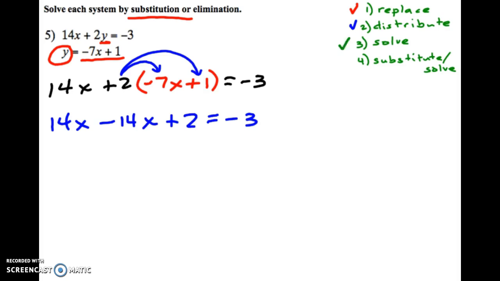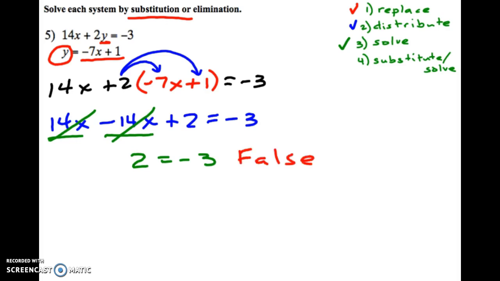Next, we need to solve. All right, first step here in solving is to add the like terms together. So the 14x minus 14x just so happen in this case to cancel out, which leaves us 2 equaling negative 3. Now, special case, kind of similar to number 4, 2 does not equal negative 3, so we have a false statement here. So unlike number 4, where we had an infinite number of solutions, with a false statement, we have no solution.